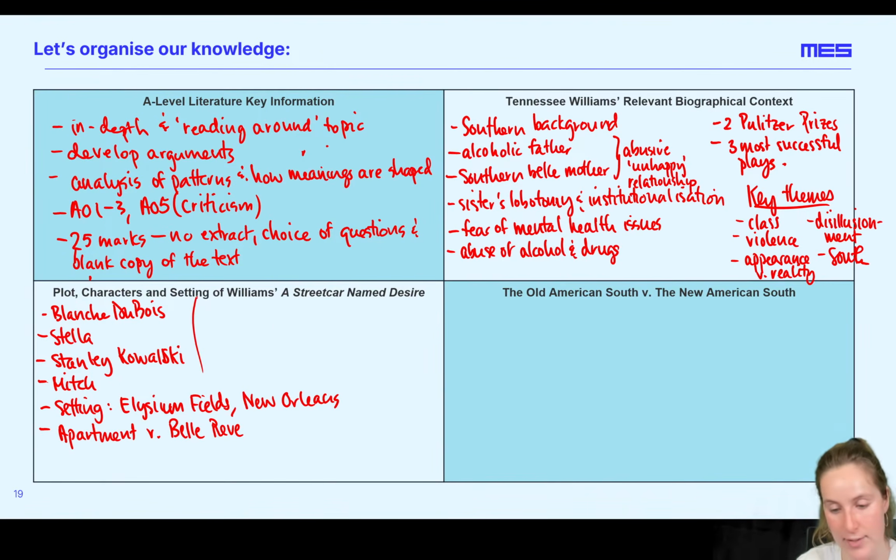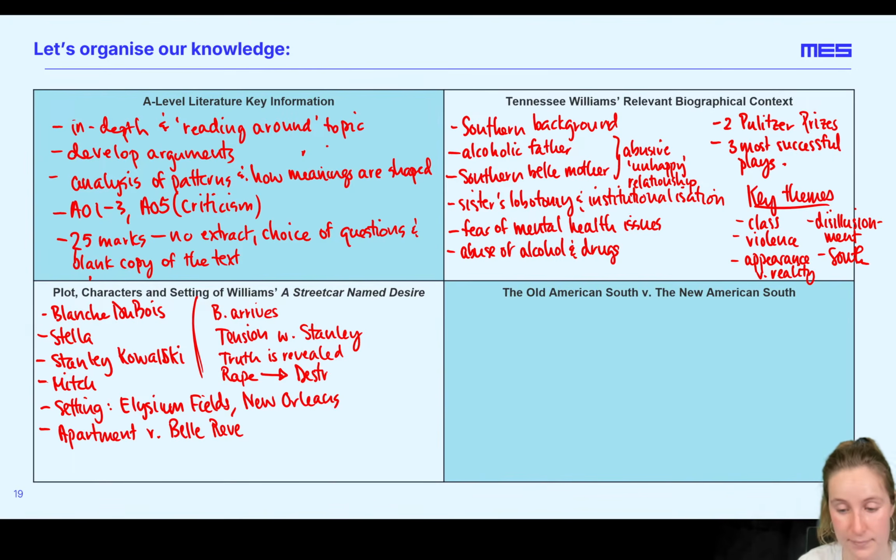We've got the trajectory of these characters in which Blanche arrives, tension with her and Stanley. The truth is revealed about her past, and Stanley's true colors are revealed as well. She is raped, and that leads to her destruction. Right? In simplest terms, that is the plot. Blanche dies, Stella survives. It's implied because she's adopted this new way of living. She's accepted the new way of life. She's married into it. She's giving birth to this new generation. And that is how we move on.